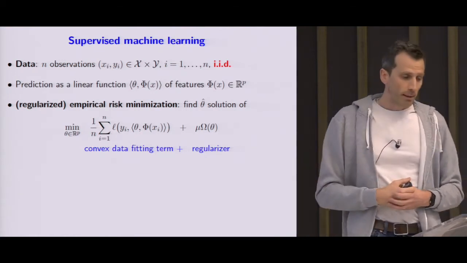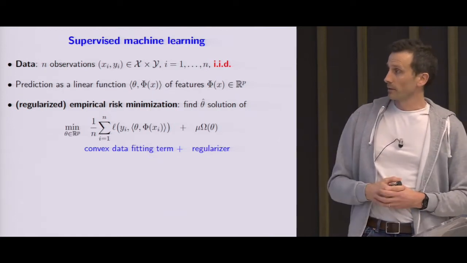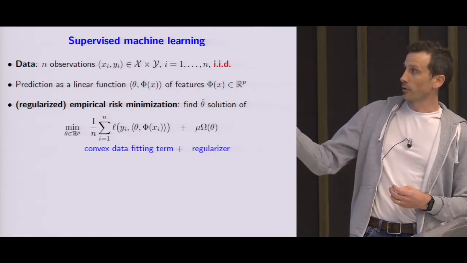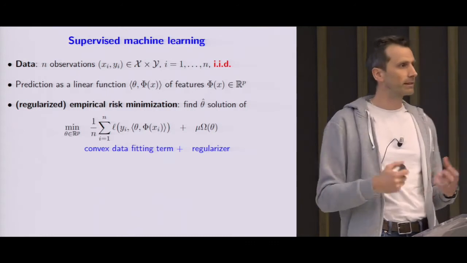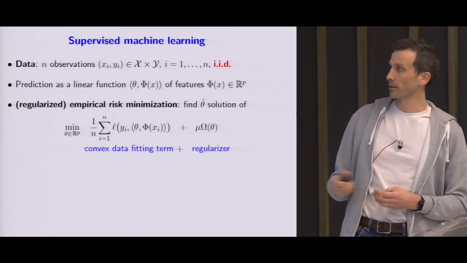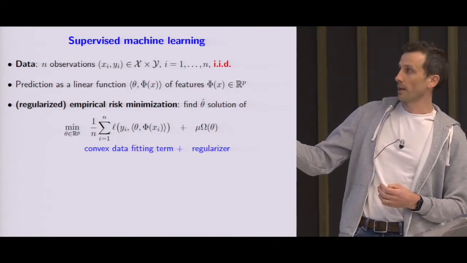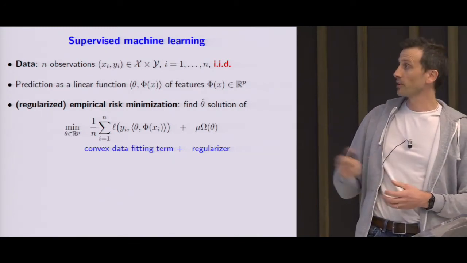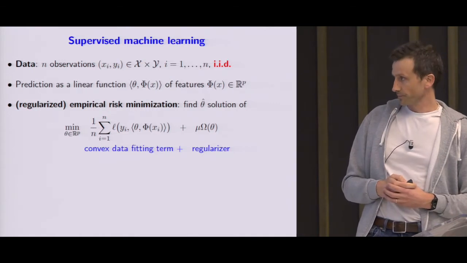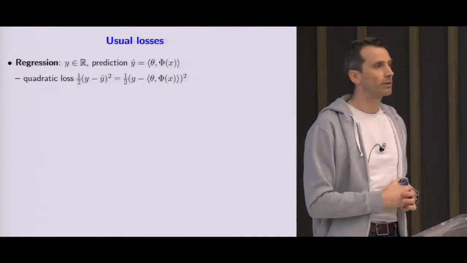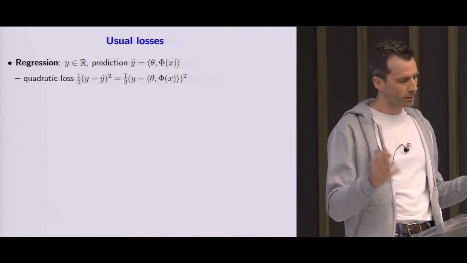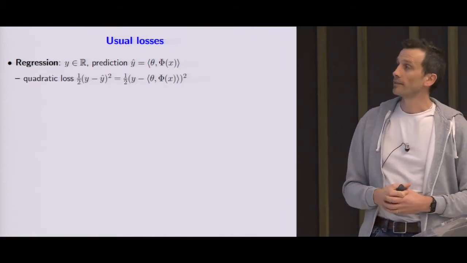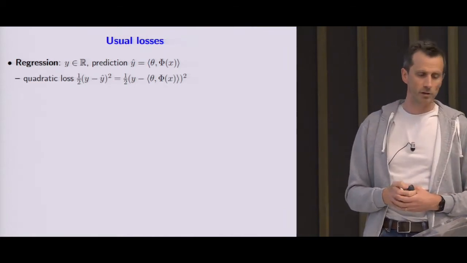Now I'm going to consider empirical risk minimization, where I want to minimize the usual data fitting term, which I'm going to assume convex in my parameter. This is made possible because I'm using linear predictions, and I'm going to use a convex loss, plus some regularizer. So in terms of loss, you can imagine the loss is a square loss. This will be the simplest loss. This is typically adapted for a regression problem.